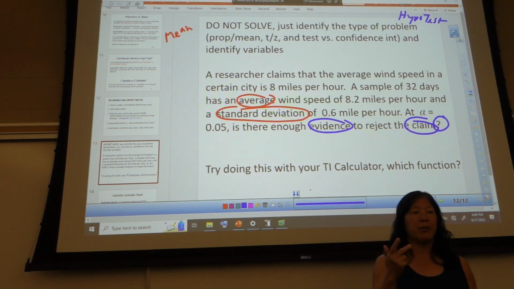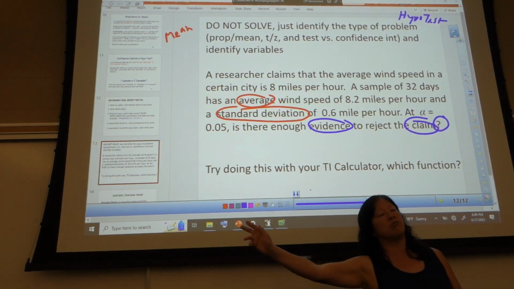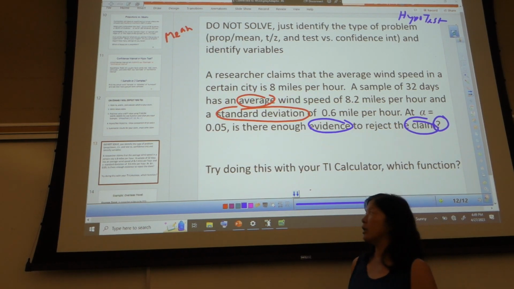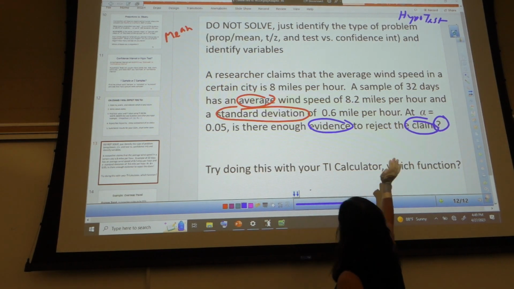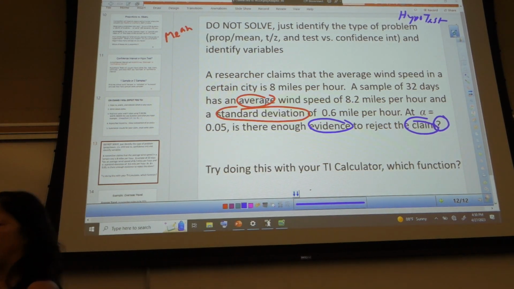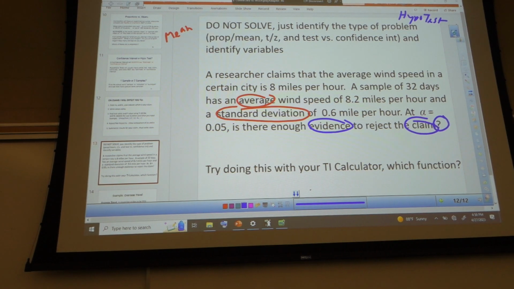Good. And then if it's two samples, it'll always start with two. So that's kind of how you work these out. So it's a one sample mean, so it's going to start with T. It's a test, it's going to end with test, so it's a T-test. So everybody go ahead and do this one.